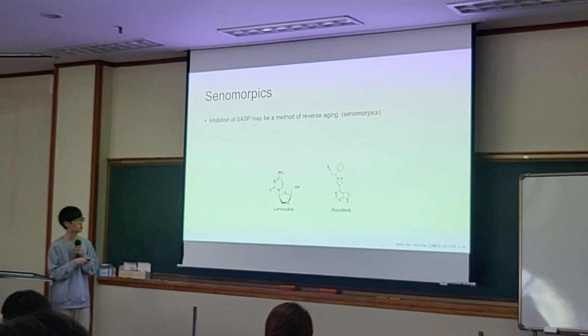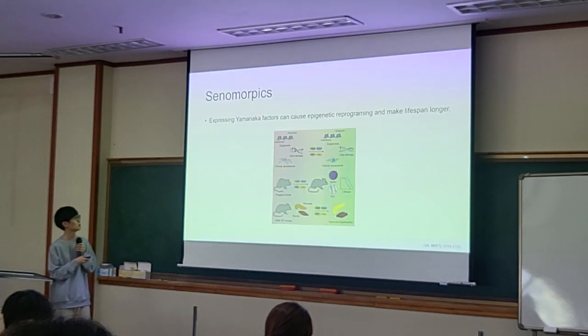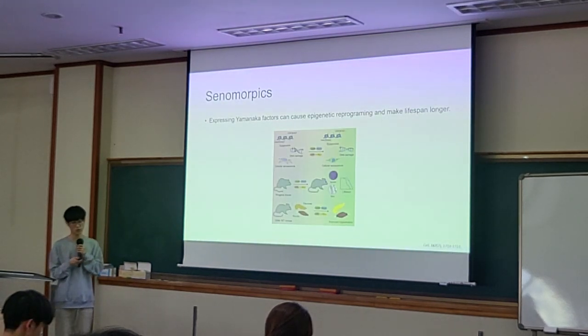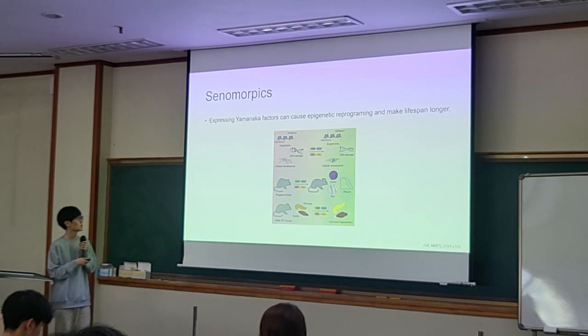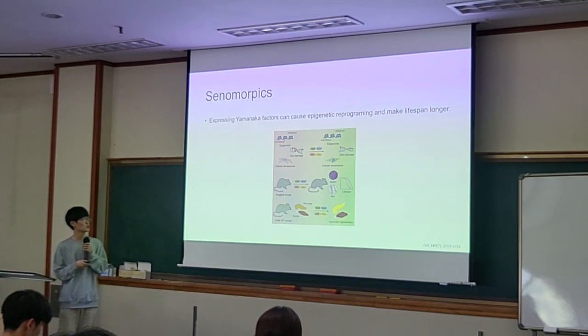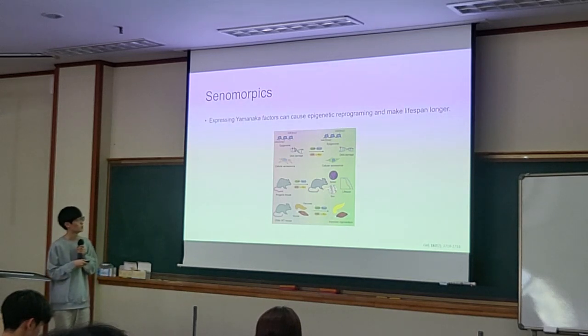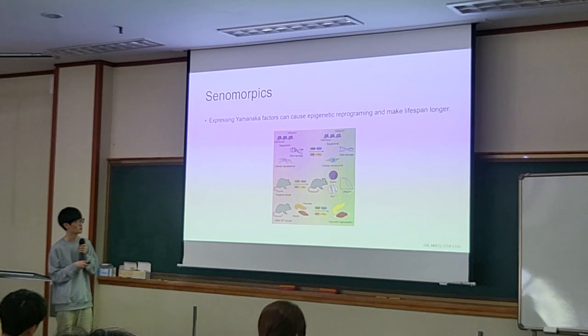Instead of using small molecule drugs, we can use epigenetic reprogramming. Expressing Yamanaka factors can cause epigenetic reprogramming and make lifespans longer. In this research, researchers induced these four Yamanaka factors into old mice, and the old mice's lifespan became longer.